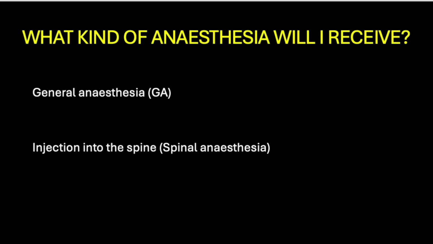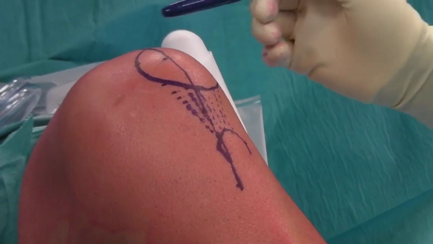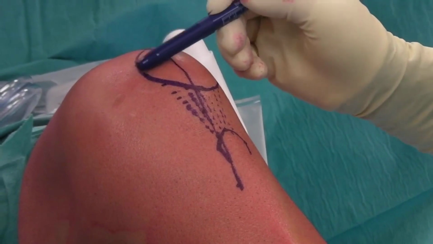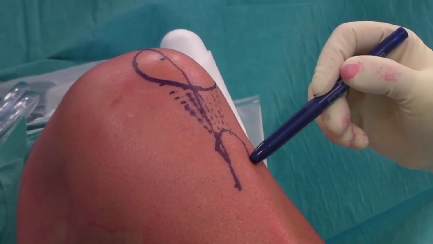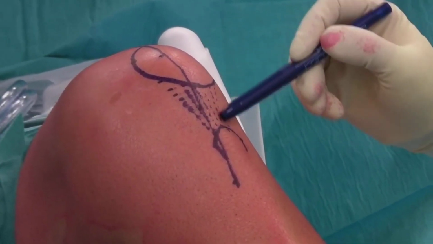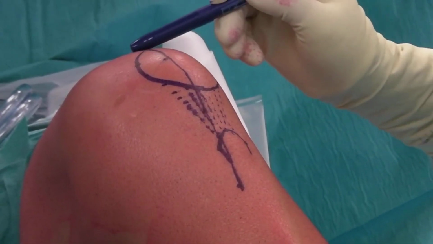The surgery requires general anesthesia, also called narcosis, or even better, partial anesthesia, called spinal anesthesia, in which only the legs are numbed by administering an injection in the back. After thoroughly disinfecting the entire lower limb, we make an incision in the skin approximately 15 centimeters long.